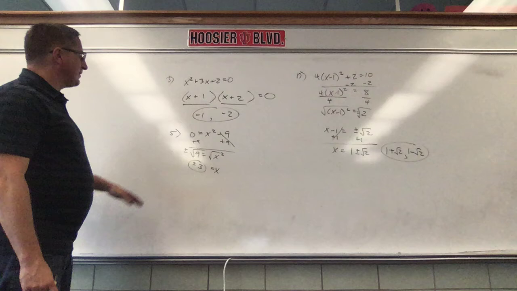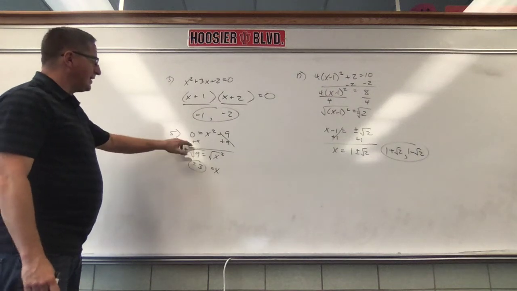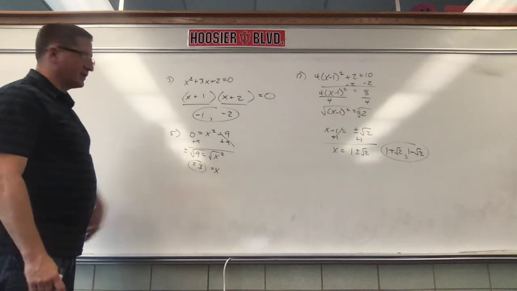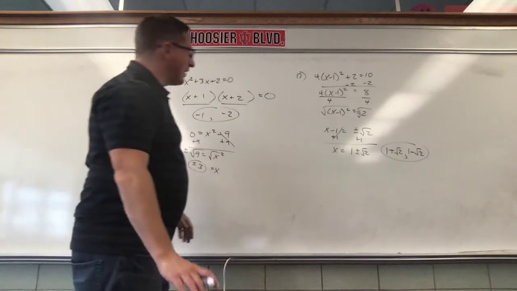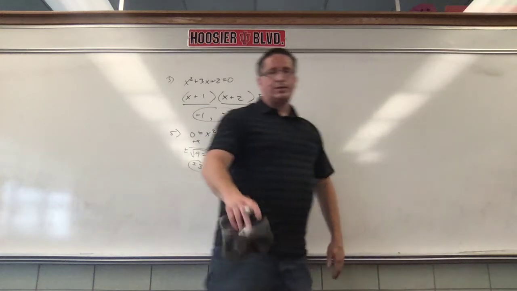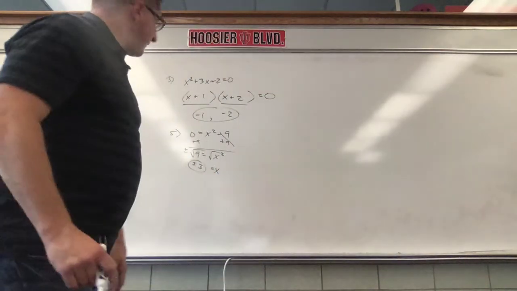Now, you might be sitting there going, I thought it had to equal 0. You made it equal 9. It has to equal 0 if you're factoring. We didn't factor this one. We used square roots. Whenever you factor, it's got to equal 0. When you use square roots, it doesn't have to equal 0. Let's go to number 7.